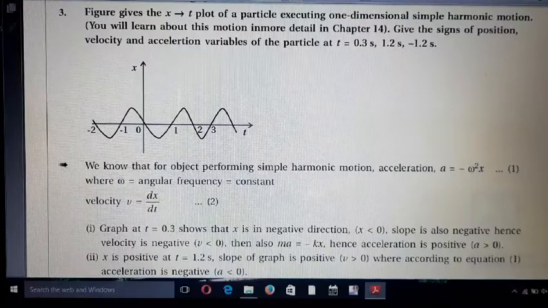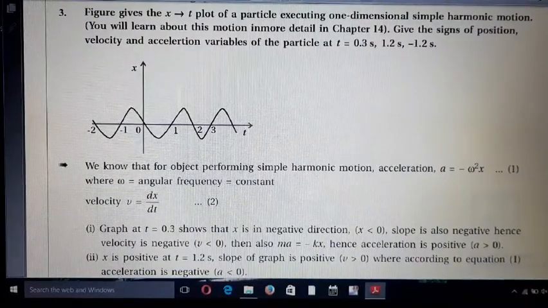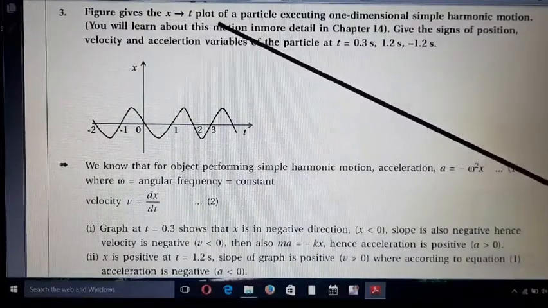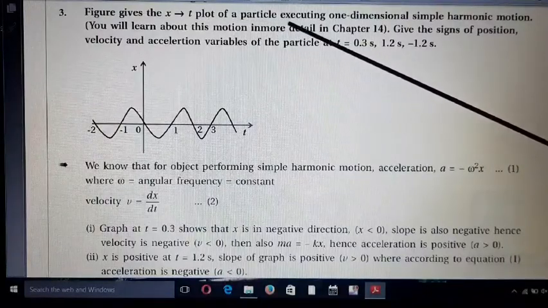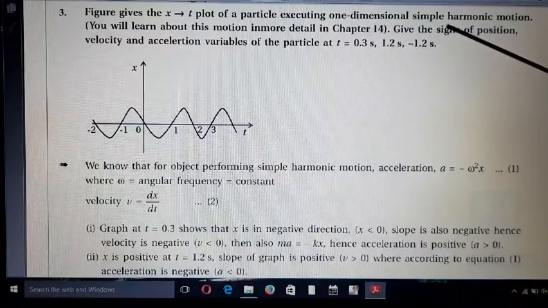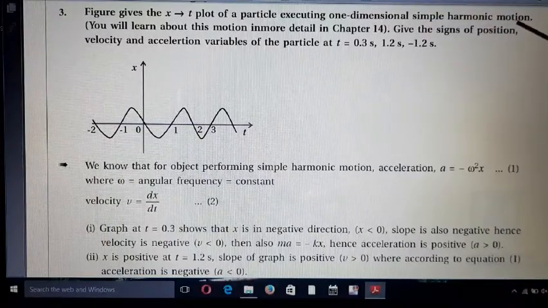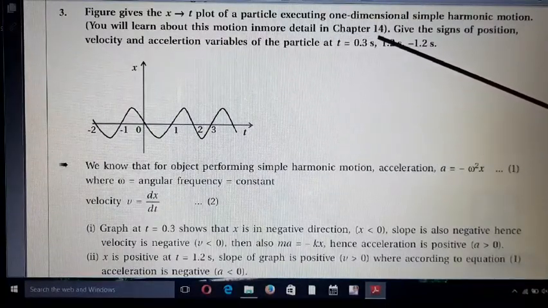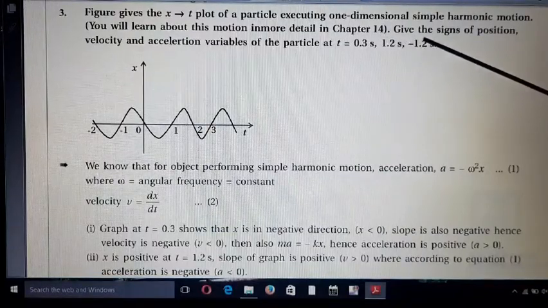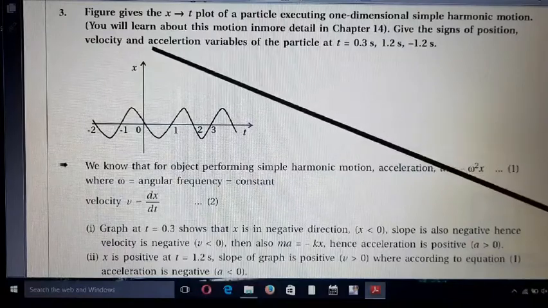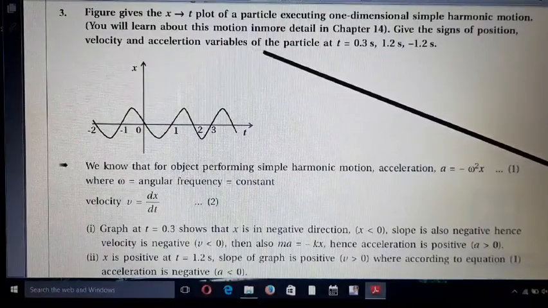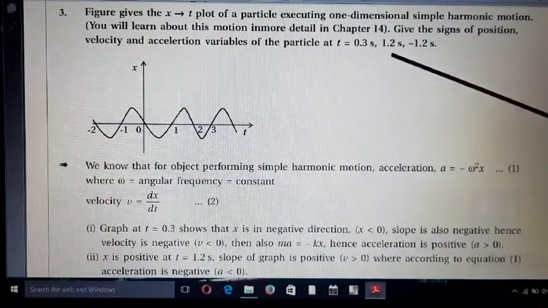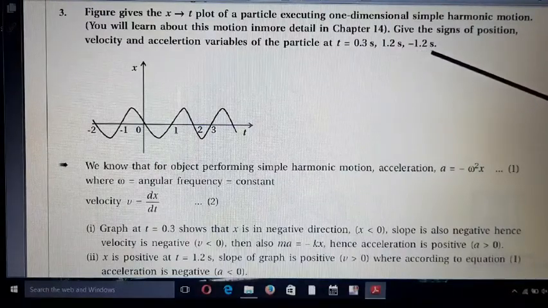And our last example is: the figure gives the x versus t plot of a particle executing one dimension simple harmonic motion. Friends, you will learn about this motion in more detail in chapter 14. Give the sign of the position, velocity and acceleration variables of the particle at t is equal to 0.3 second, 1.2 second and minus 1.2 second.